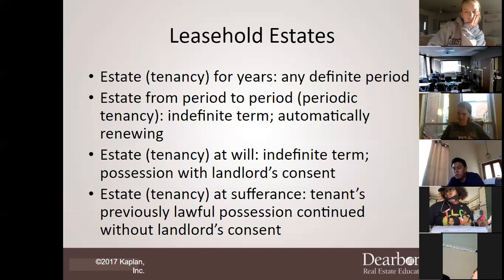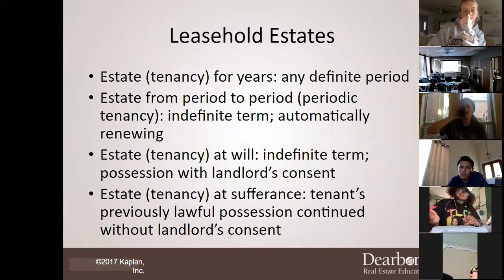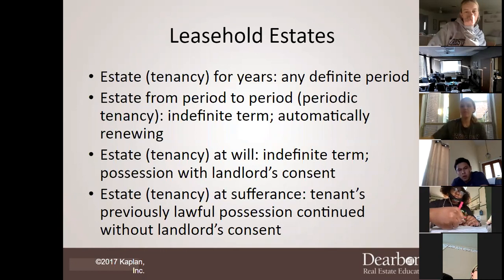Tenancy for years, or estate for years. These are different types of leasehold estates that you can have. A tenancy for years is for any definite period. An estate from period to period is a periodic tenancy. It has an indefinite term and automatically renews. The term ends, boom, it starts over again. Tenancy at will is an indefinite term with possession only with the landlord's consent.